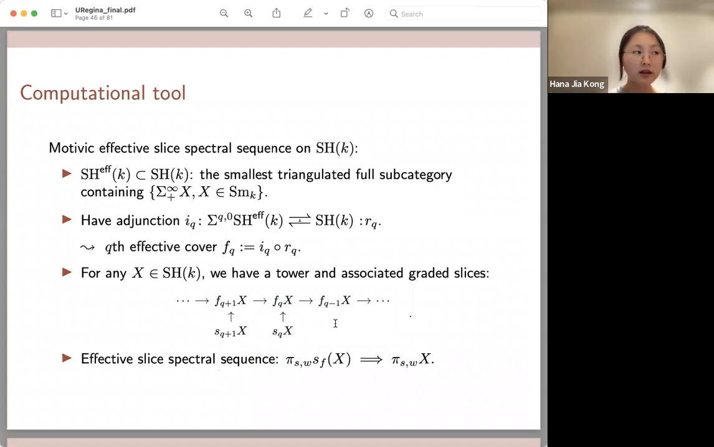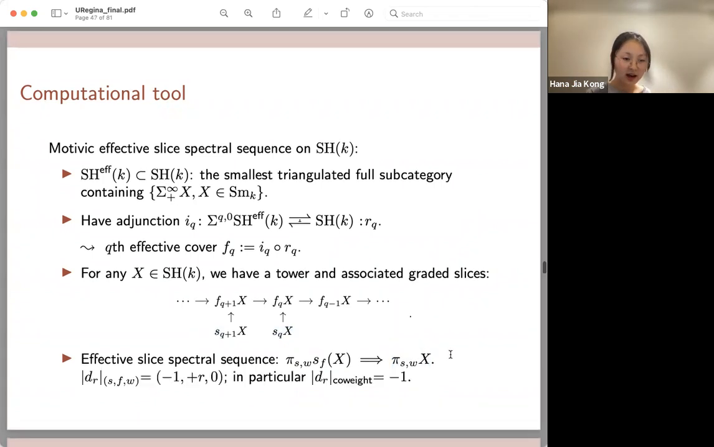And if we take the homotopy groups of these associated graded slices, that is some sort of Atiyah-Hirzebruch spectral sequence, this gives the E1 page of the effective slice spectral sequence. If things are good, it converges to the bigraded homotopy groups of the motivic spectrum you start with. And as Donna asked before, the grading for the differential works like this: the r-th differential brings the stem down by 1, brings the filtration up by r, and keeps the weight the same. In particular, on coweight, it brings it down by 1.